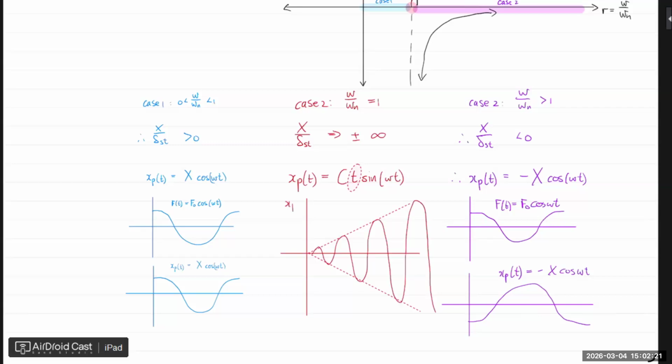So this x_p graph will look like this. And we can see the longer we go, the higher the time, the greater the magnitude of the amplitude. And obviously, then you sit with problems with the machine.